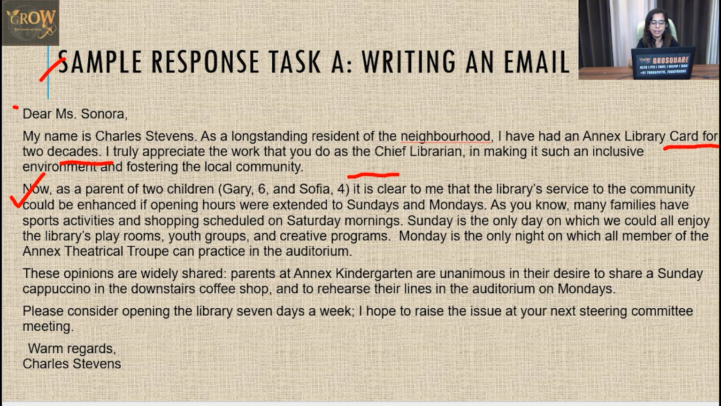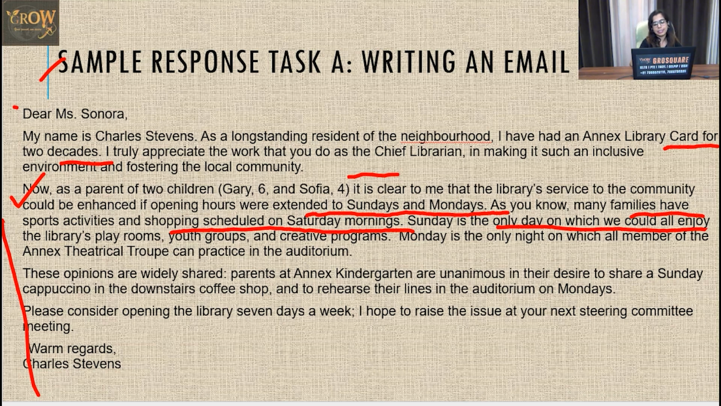it is clear to me that the library's service to the community could be enhanced if opening hours were extended to Sundays and Mondays. As you know, many families have sports activities and shopping scheduled on Saturday mornings, so Sunday is the only day on which we could all enjoy libraries, playrooms, youth groups, and creative programs. Monday is the only night on which all the members of the Annex theatrical troupe can practice in the auditorium, right? So these opinions are widely shared.